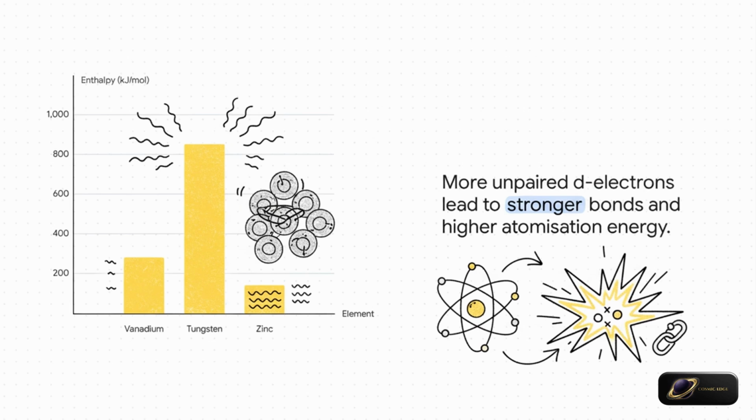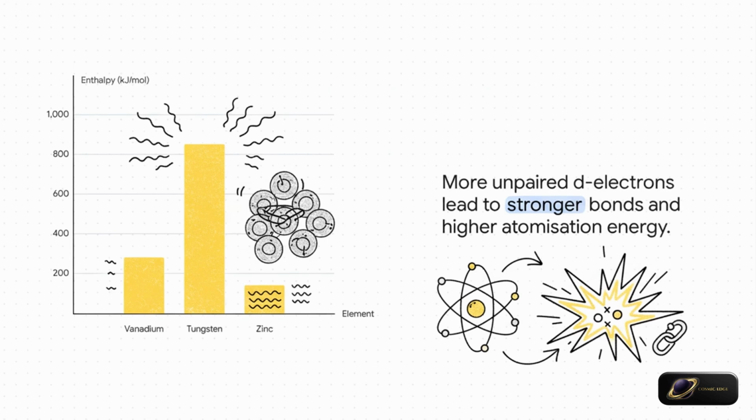And here's the deal. It's not just their outer electrons holding hands. Those inner d electrons get in on the action too. The more of these unpaired d electrons you have, the more bonds you can form, and the stronger the whole thing is. We can actually measure this with something called enthalpy of atomization. It's basically the energy you need to just rip the atoms apart from each other.